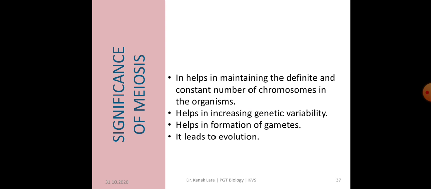Now, the last topic of today's session is the significance of meiosis. It is very important. It helps in maintenance of chromosome number. Meiosis produces gametes for sexual reproduction. Meiosis forms spores in plants for asexual reproduction. It helps in increasing genetic variability also. So, it leads to evolution and also to mutation.